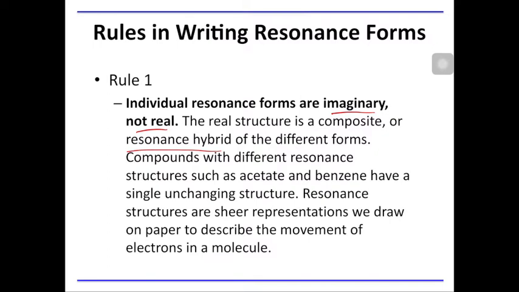An example of that would be benzene. Benzene has two resonance forms, and the actual structure of benzene is written as this one, meaning the pi electrons in benzene are moving continuously.